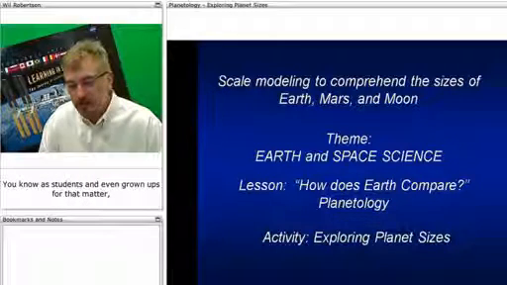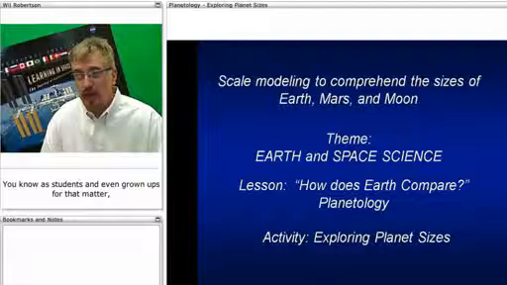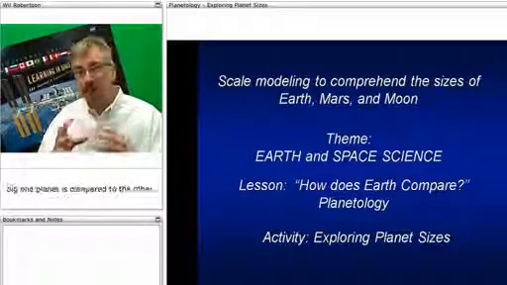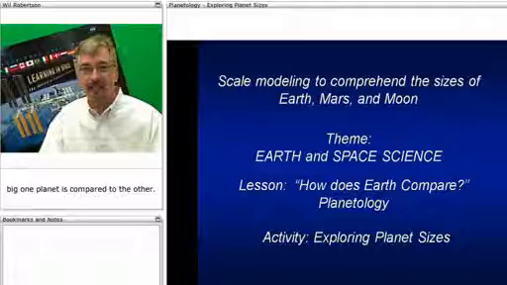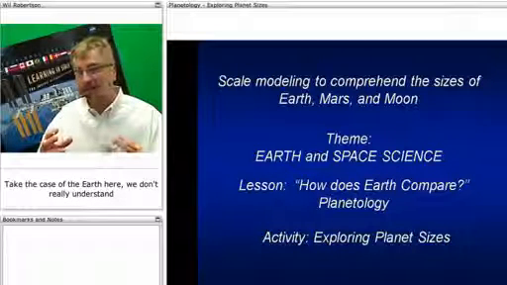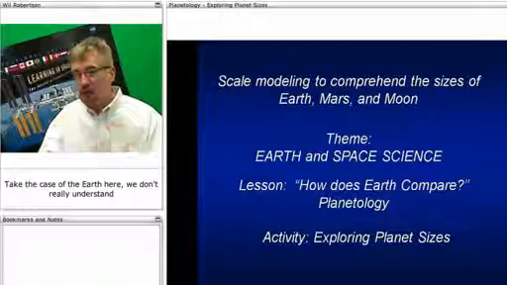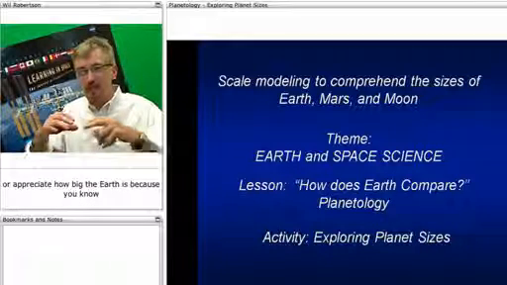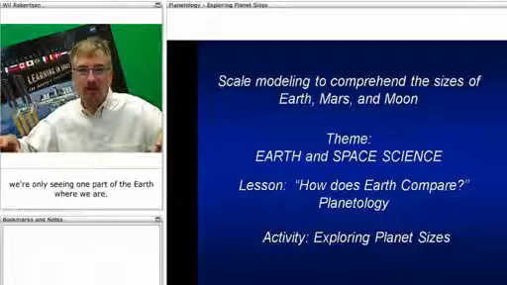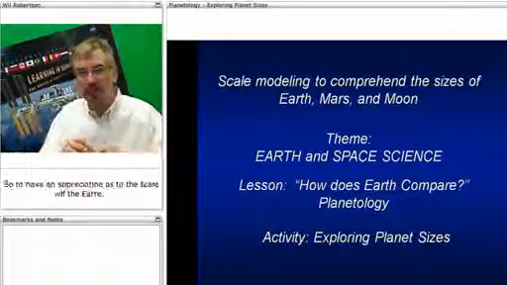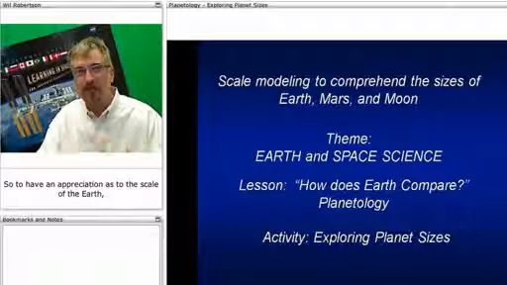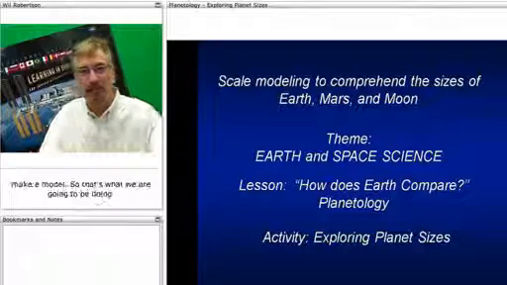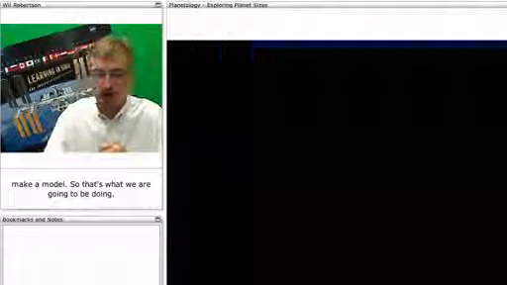As students, and even grown-ups for that matter, many times we have a hard time visualizing exactly how big one planet is compared to the other. Take the case of the Earth here. We really don't appreciate how big the Earth is because we're only seeing one part of the Earth where we are. So to have an appreciation of the scale of the Earth, you have to compare it with something else, and you have to make a model. So that's what we're going to be doing.